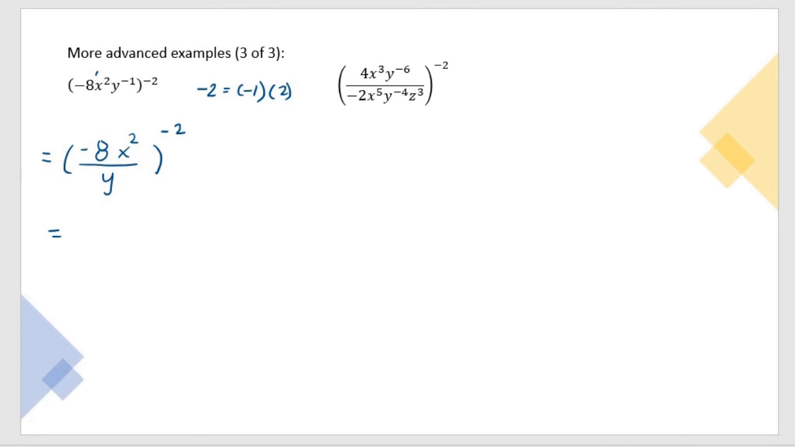Is there anything else I can tidy up inside the brackets before I look to that -2? No, there isn't, so it is time to raise it to the power of -2. And again, I'm going to do this one at a time. So I'm going to raise everything inside the brackets to the power of -1, which I know just means everything in the numerator will end up in the denominator, and everything in the denominator will end up in the numerator. So I know I'll end up with y over -8x squared. And so we've raised that to the power of -1, but not yet to the power of 2.